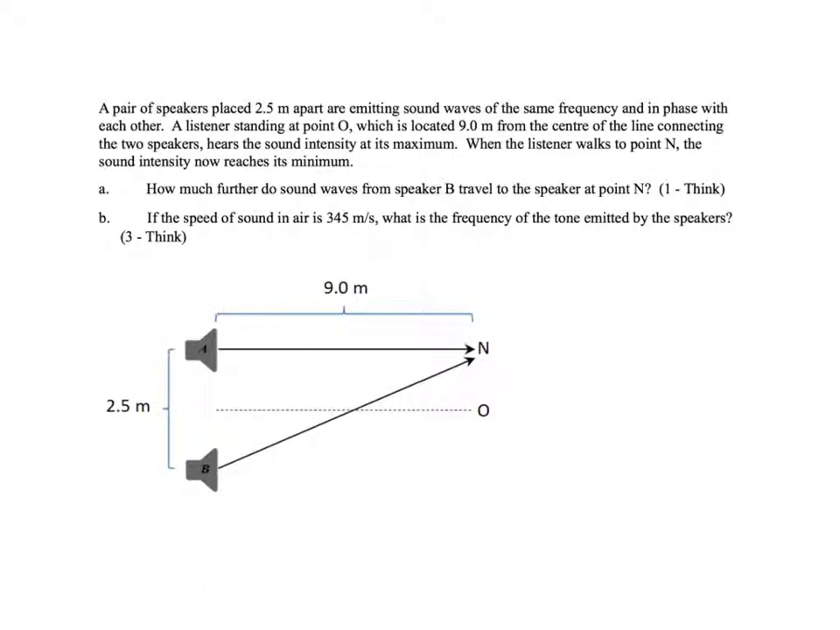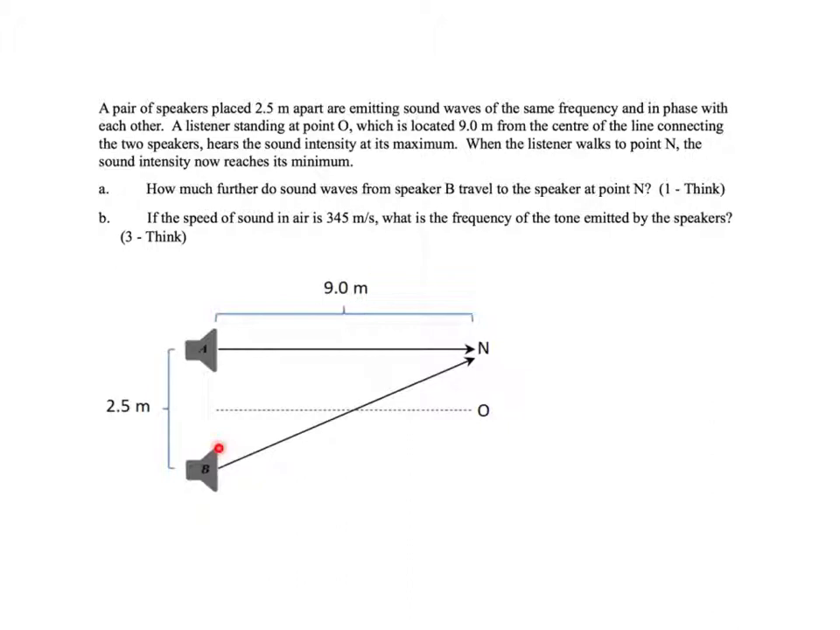Okay, so if you take a look at the diagram that you have on the screen, what exactly are you seeing in that little picture there? Who can give me an idea of what you're seeing in there? Okay, Tim. You're seeing two speakers, A and B, that are both emitting sound waves.